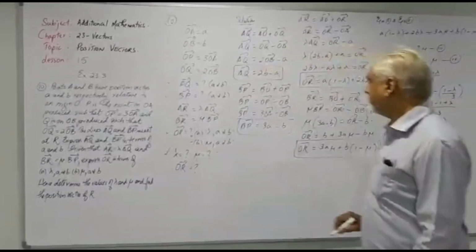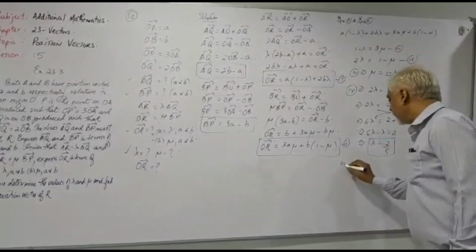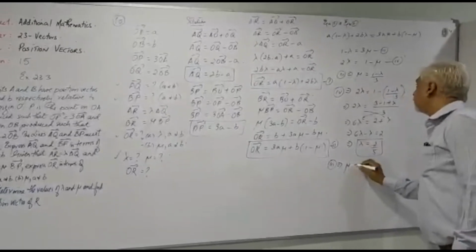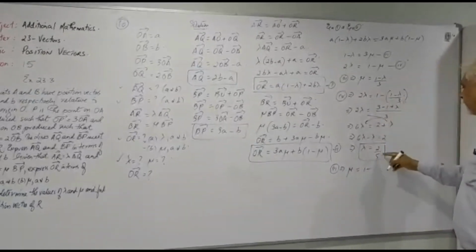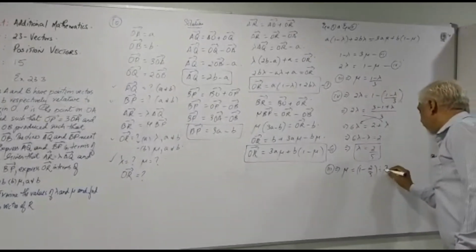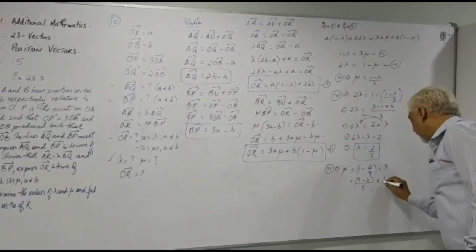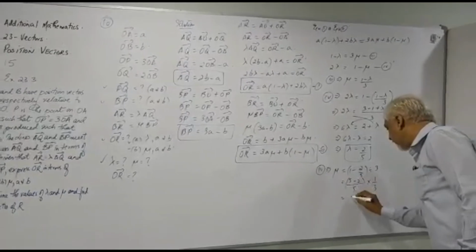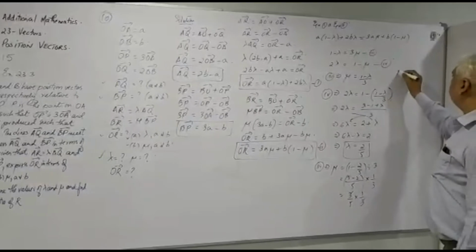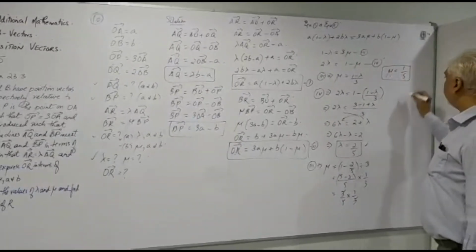Now I need to find the value of mu. So I'll substitute it in equation number 3. Mu equals (1 minus lambda) divided by 3, where lambda is 2 upon 5. So taking 5 as the LCM, (5 minus 2) upon 5 multiplied by 1 upon 3. Hence 3 upon 5 times 1 upon 3. 3 and 3 will cancel out. So I'll get mu equals 1 upon 5. Hence I found the value of lambda and mu.